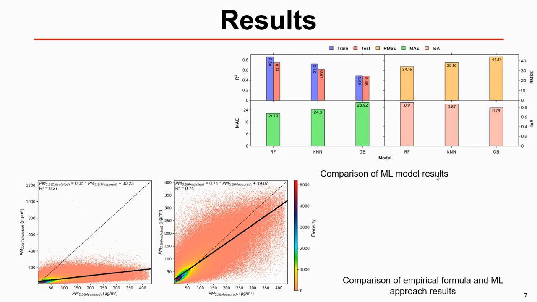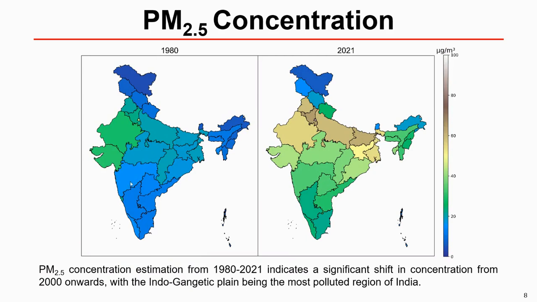And when this result is compared with the empirical equation, we can see that the R square based on the empirical equation is only 0.27. However, the R square based on random forest is 0.74. And if we compare the concentration between 1980 and 2021, we can see that the Indo-Gangetic Plain is the most polluted region in India, and a significant shift is observed from 2000 onwards.